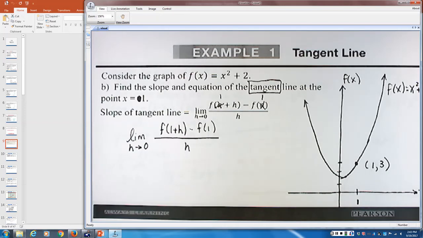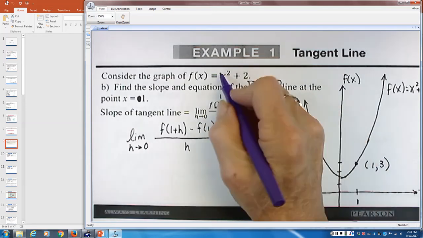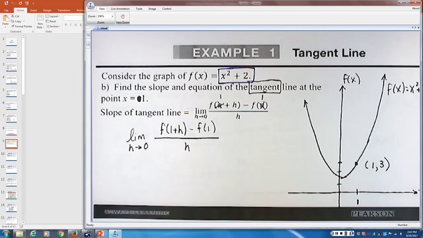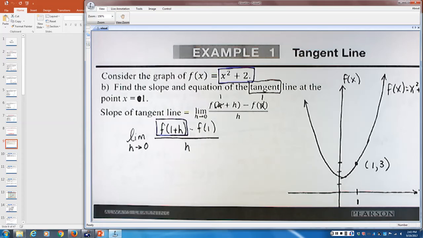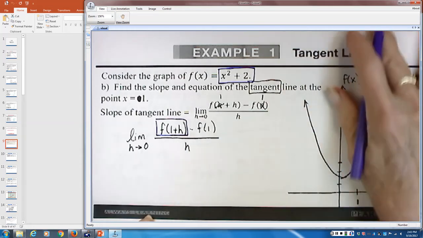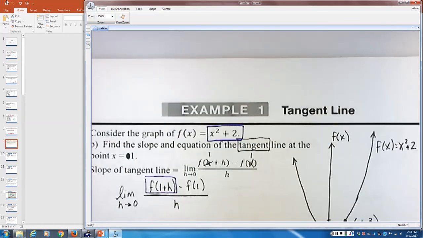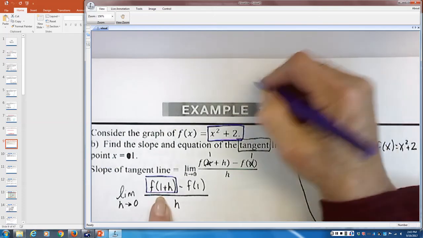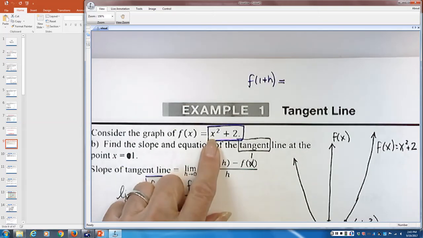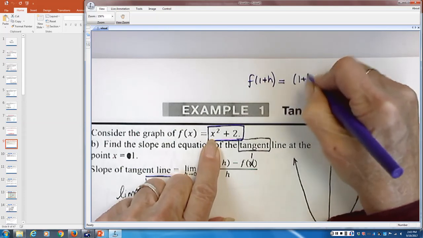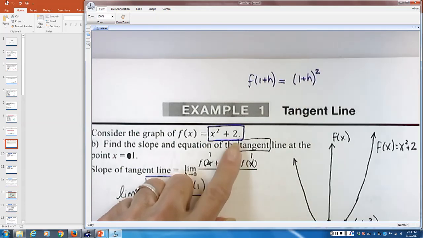So the first part we're going to need to do is f of 1 plus h. And this is our function. So we're going to have to find this part. We're going to do this up here on the top for some scratch work: f of 1 plus h is equal to, what does the function say we do to 1 plus h? We square it. Plus 2. We add 2 to it.